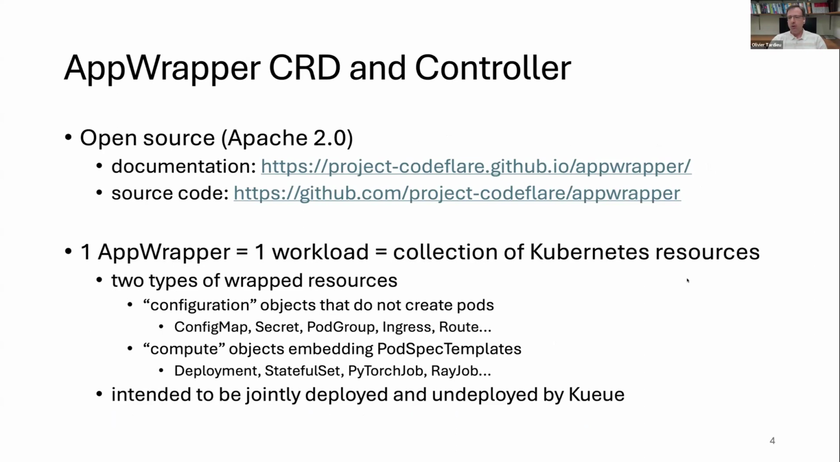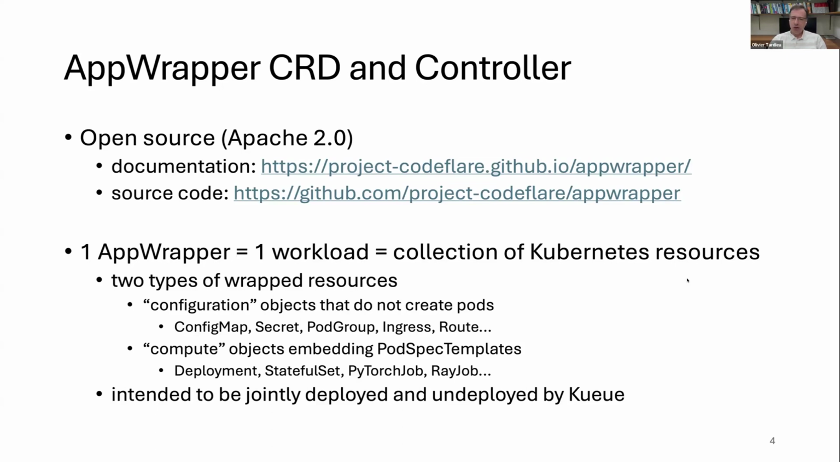And also, you can think of these objects as being two kinds of objects. Some of them create pods, some of them don't create pods, essentially, right? So you have configuration objects. They can be anything, really. It doesn't matter. And then you have compute objects, or objects that create pods.